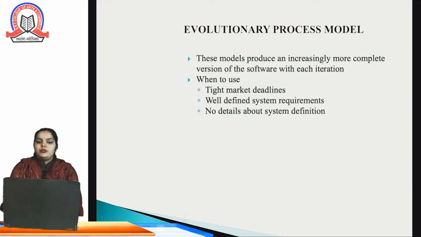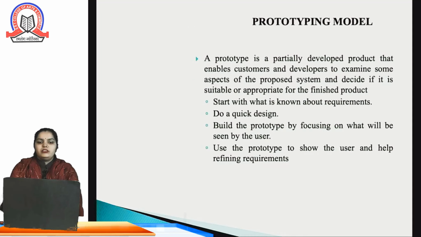These models produce increasingly more complete versions of the software with each iteration, which means every phase here will be iterative in nature. We can use these kinds of evolutionary models in case of tight market deadlines, or when system requirements are not well defined and there are no details about the system definitions. There are many models in the evolutionary model. The first type of evolutionary model is the prototyping model.